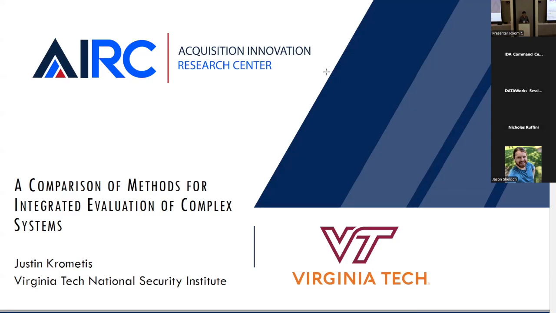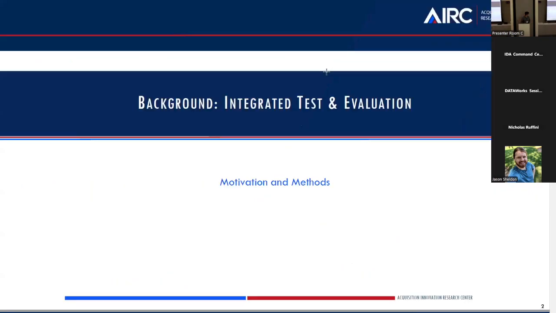So today I'm going to be talking about methods for combining information from across phases of test. And I'm going to be comparing a few different ones for some complex surrogate system models. So just to start, when I talk about integrated test, I've heard different people have different definitions, so I'll define mine, maybe provide some motivation, and then describe the methods I'm going to be comparing.